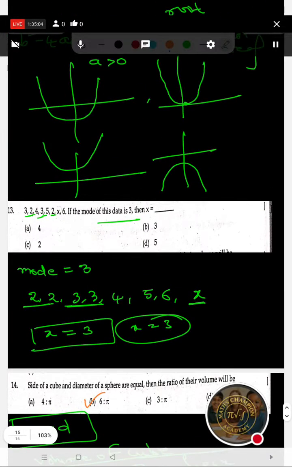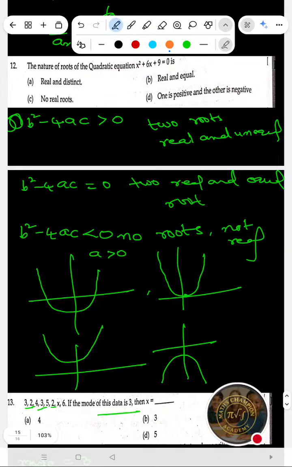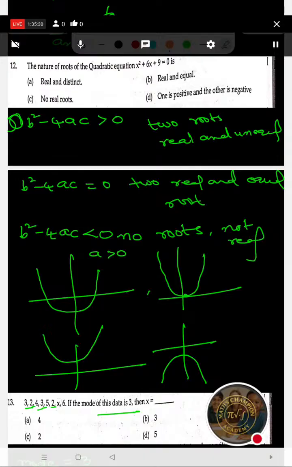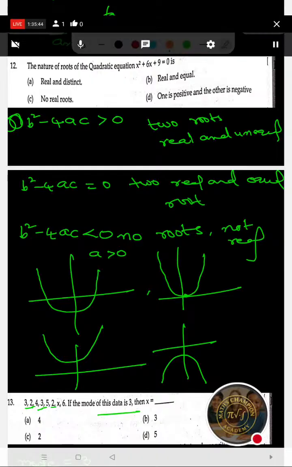If you have any previous doubt, once look at it. The condition: b square minus 4ac greater than 0 means you will get two distinct roots. Distinct is nothing but different roots. If b square minus 4ac equals 0, you will get two real and equal roots. B square minus 4ac less than 0 means you will get imaginary roots, no real roots.